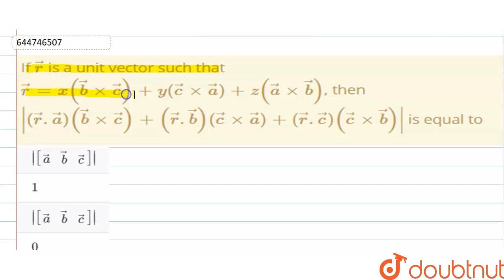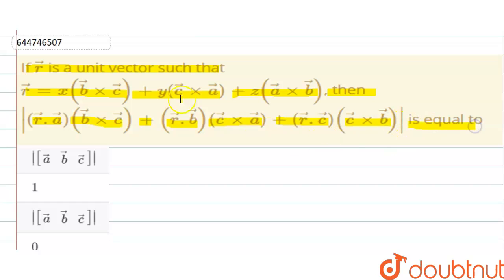If R vector is a unit vector such that R vector equals x of B vector multiplied by C vector plus y of C vector multiplied by A vector plus Z of A vector multiplied by B vector, then mod of R vector dot A vector multiplied by V vector cross C vector, plus R vector dot B vector multiplied by C vector cross A vector, plus R vector dot C vector multiplied by A vector cross B vector, mod end.